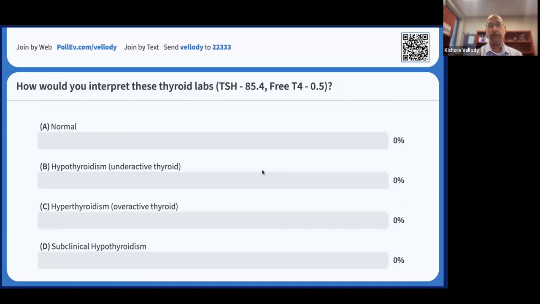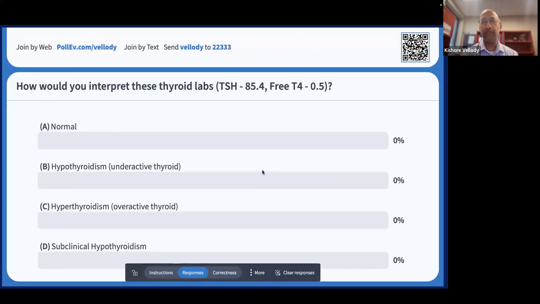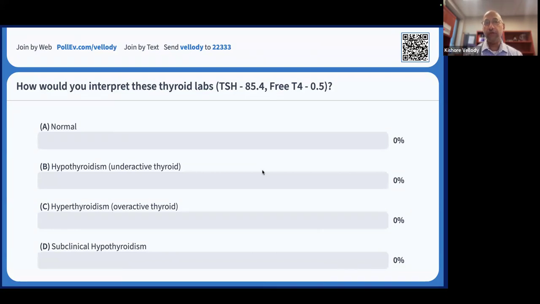So here's your next question, which would be, and I put the labs on the question as well, how would you interpret these thyroid labs? So the TSH of 85.4 and a free T4 of 0.5. What is going on here? So go ahead and answer those. Hopefully the question updated on your screen, and you can go ahead and start to answer.